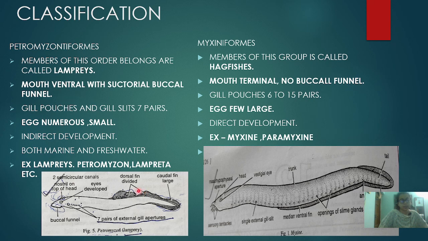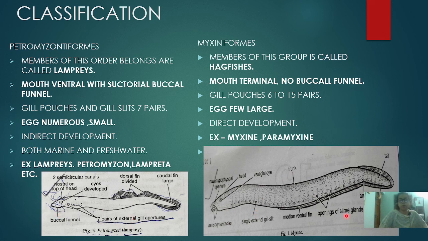Dorsal fin, that is on the backside, a dorsal fin and caudal fin will be present, and you can see here that 7 pairs of external gill openings will be present for the respiration purpose. And some interesting features regarding them: the eggs are numerous and small, and they show indirect development, and they usually live both in the marine as well as in fresh water.